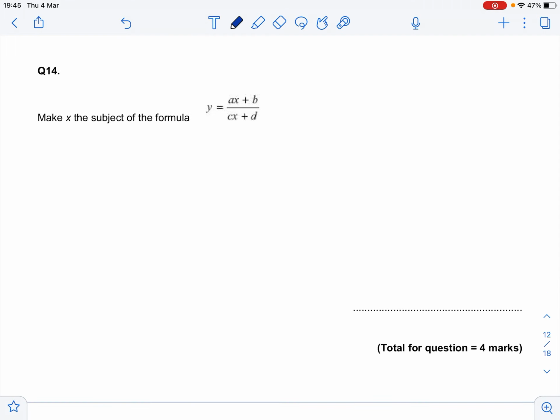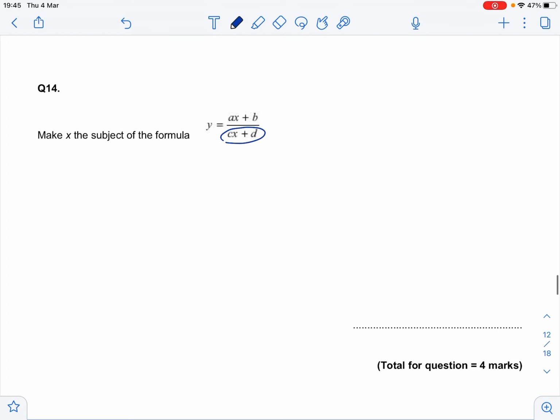Question 14, make x the subject. So step 1, we're going to multiply. So this is divide, so moving to the other side, we need to multiply. So y bracket cx plus d is equals to ax plus b. Step 2, expand our bracket. This becomes cxy plus dy equals ax plus b.